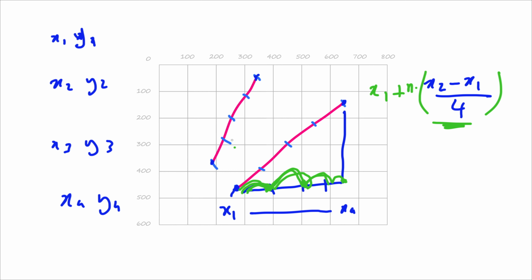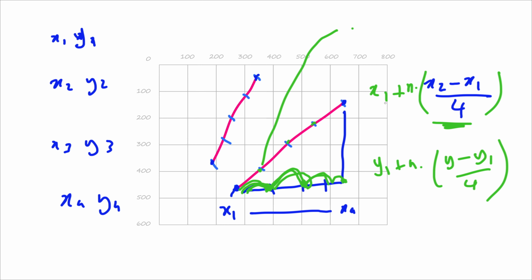And the same with the second line, same with the vertical, so we can do the same thing with y. So y1 plus n times y2 minus y1 over 4, if 4 is the division. And this is how we work out the coordinates of each of these points. So this one here will be x1 plus 1 times this thing, and the y coordinate of this point is y1 plus 1 times that thing. I hope that's clear. Rewind if you need to go over that again. It's not as complicated as it looks, but the idea is simple once you see it. So that's the idea we're going to use to find these coordinates, and then we'll draw lines to the other ones on the other line.